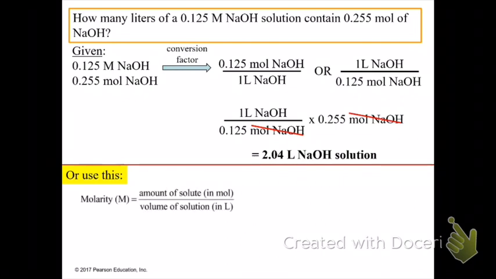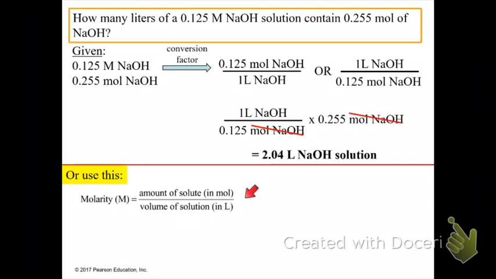So this is the original formula containing just the moles per liter, right? And so what you can do is isolate the volume by itself, right? We already have the concentration of molarity, it's 0.125, and we have the amount of solute in moles, which is 0.255. So all you have to do is isolate volume by itself.